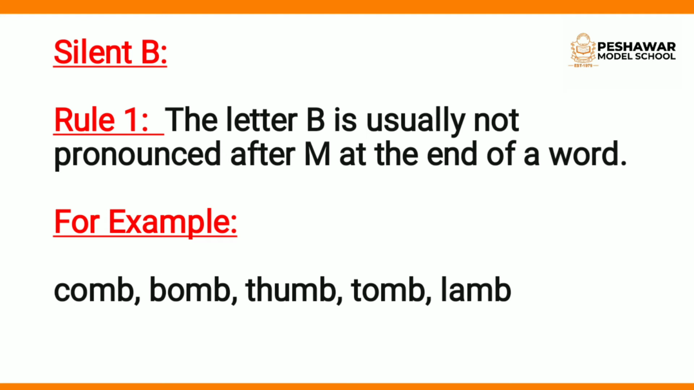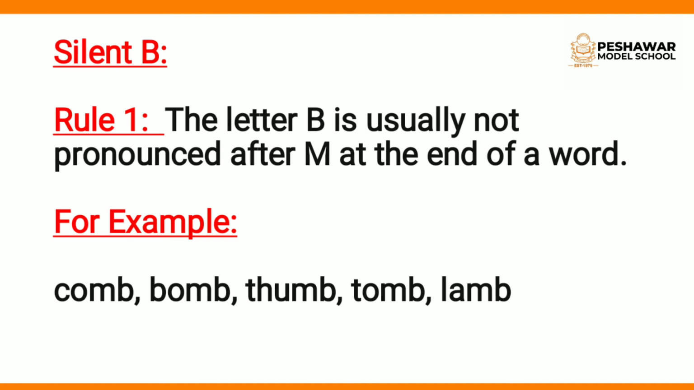When there is an M before B, for example, look at the spelling of comb, C-O-M-B. The B is coming after M, so we will make this B silent. We will pronounce it comb, not with the B sound.